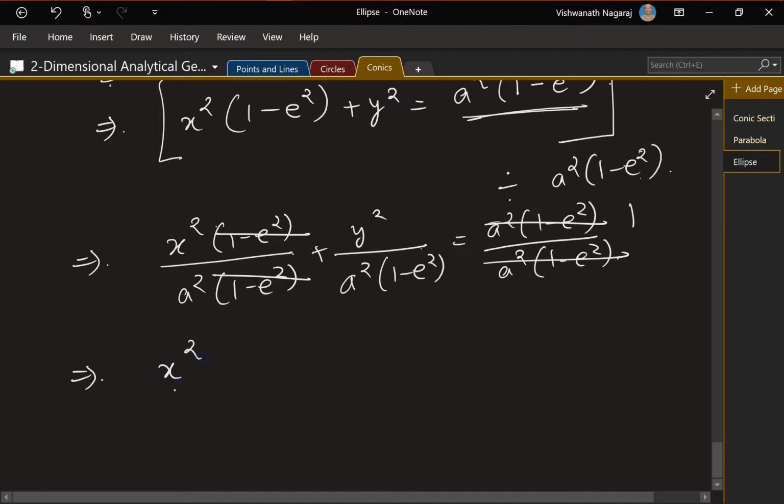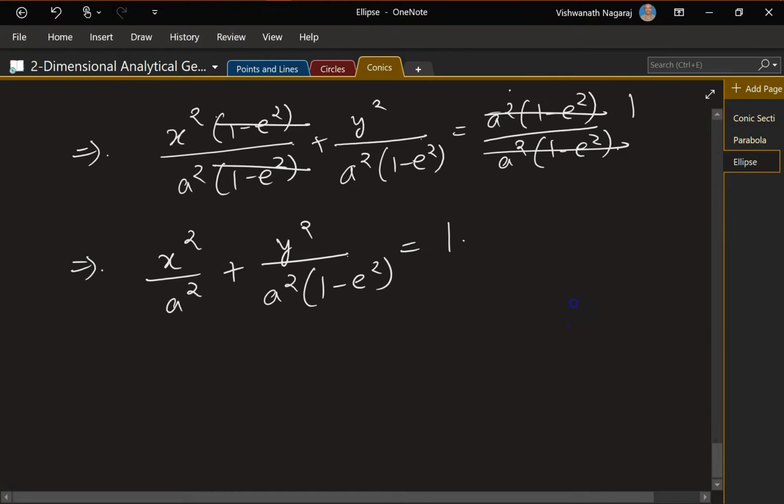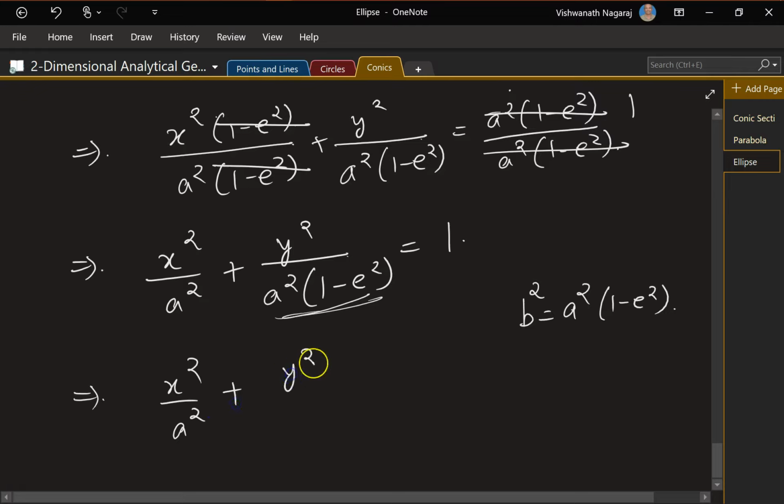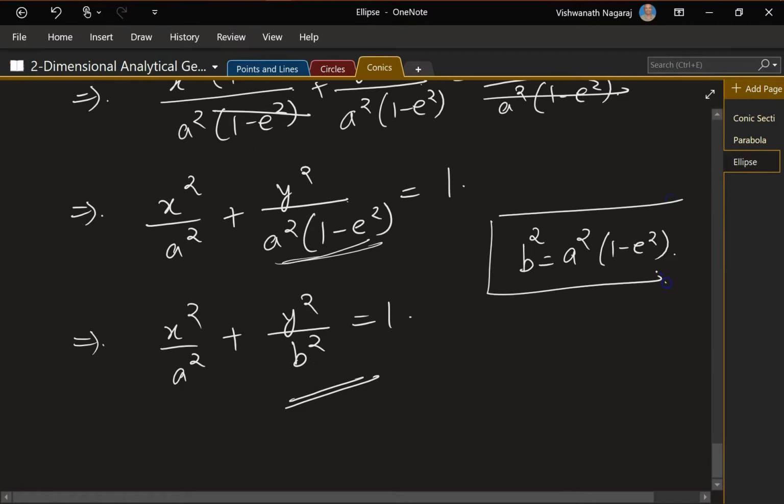And we are left with x square by a square plus y square by a square times (1 minus e square) is equal to 1. Now, this is also a constant, right? So let us say it is equal to b square. So what happens to our equation? X square by a square plus y square by b square equal to 1, which is what we needed. So here the important thing is b is again a function of a.